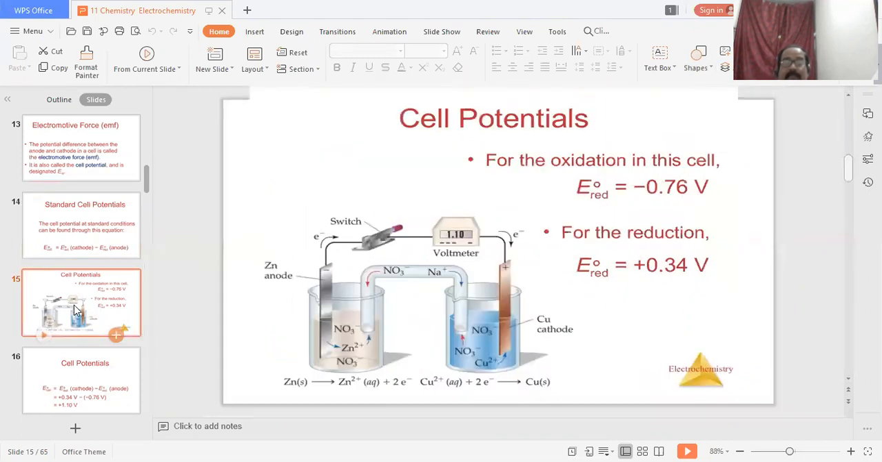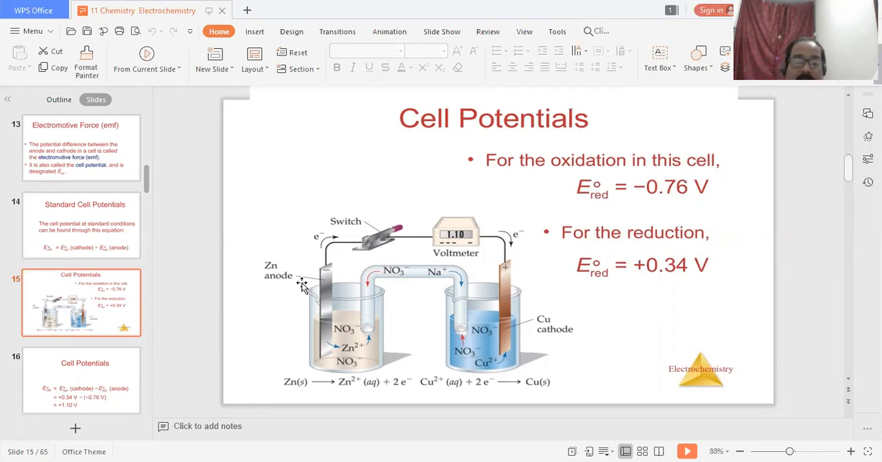And the next slide, this is the diagram of cell potential for the oxidation in the cell. Suppose the E red value for the oxidation is minus 0.76 volt, and for the reaction E naught red equals plus 0.34 volt. And this is the diagram to represent the cell potential value.